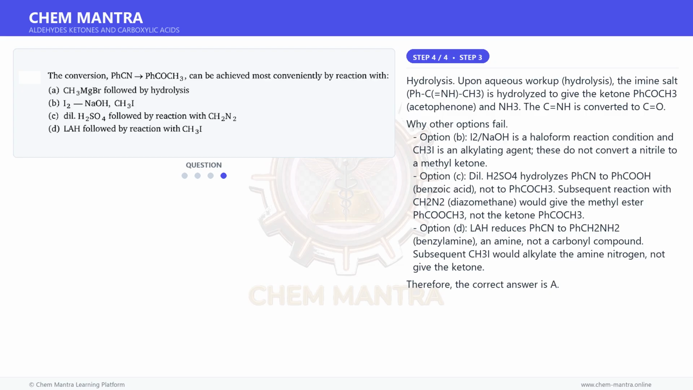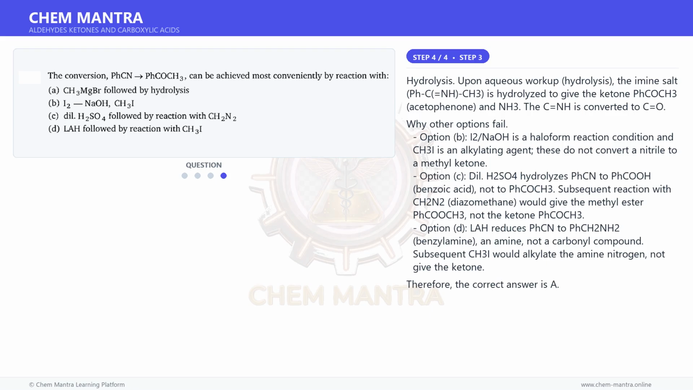Why other options fail? Option B. I2 with NaOH is a haloform reaction condition and CH3I is an alkylating agent. These do not convert a nitrile to a methyl ketone. Option C. Dilute H2SO4 hydrolyzes PhCN to PhCOOH, benzoic acid, not to PhCOCH3. Subsequent reaction with CH2N2, diazomethane, would give the methyl ester PhCOOCH3, not the ketone PhCOCH3.